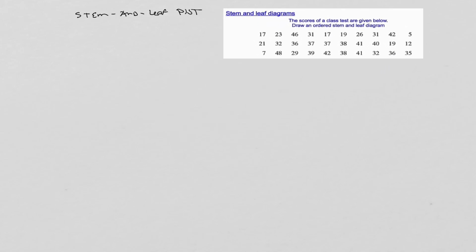Right. And let me give you a data set here. Okay. So for this particular type of plot, if you remember, the idea is to pull off the last digit. Right? These are called leaves. And then everything else that's remaining are called the stems. So if you look at our data set that we've got right here, right?